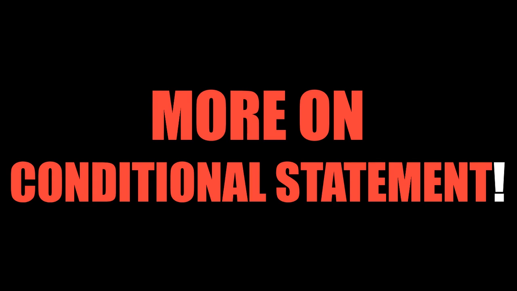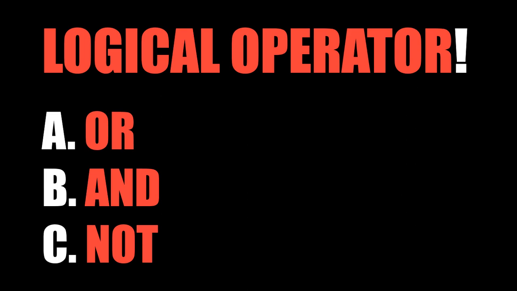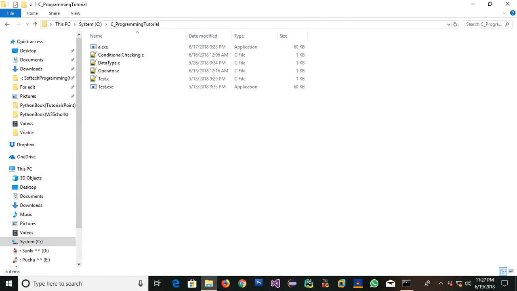Okay, so today I'm gonna discuss the logical operators. There are three types of logical operators: one is or, second is and, and third is not. So the or operator, the and operator, and the not operator. I'm going to discuss all of these operators by using a simple C program. Okay, so let's go for it.